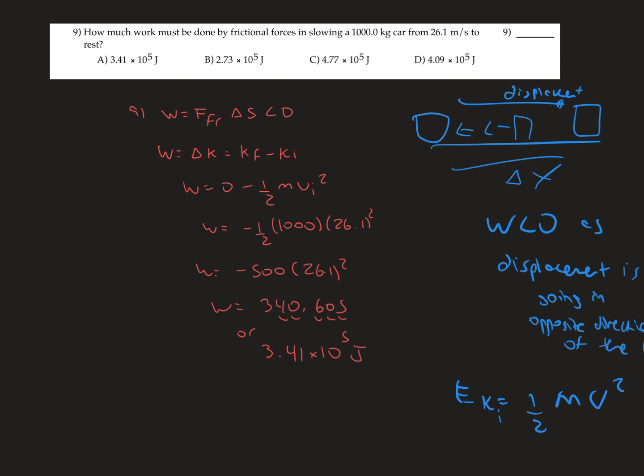Then we have to plug in the values. We have negative 1/2 times 1000 times 26.1 squared, and that should give us around 340,605. But for the answer in letter A, it's written in scientific notation. So our answer would be 3.41 times 10 to the 5th joules. That is the work required to slow the car of 1000 kilos to rest, at velocity zero.